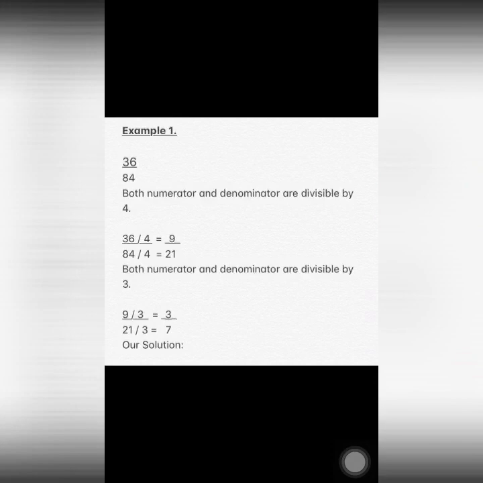In this example, we could have been done in one step by dividing both numerator and denominator by 12. We also could have divided by 2 twice and then divided by 3 once, in any order. It is not important which method we use as long as we continue reducing our fraction until it cannot be reduced any further.